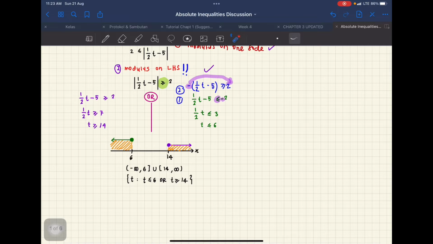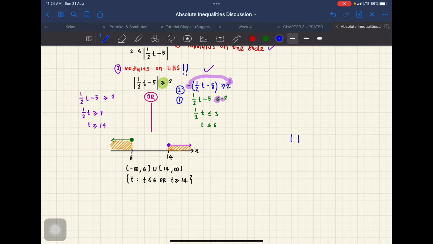Okay, you work on the left hand side, settlekan sampai habis. And then you work on the right hand side, settlekan sampai dapat jawapan. Okay, and then put it in a number line. Okay, so remember, bila awak nak solvekan modulus absolute inequality, kita memang akan end dengan number line. Kecuali satu case sahaja yang tak perlu number line, which is yang bila ada modulus dekat dua-dua belah.